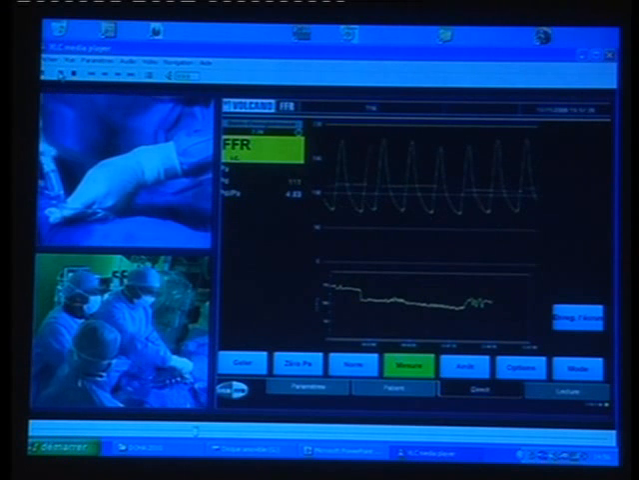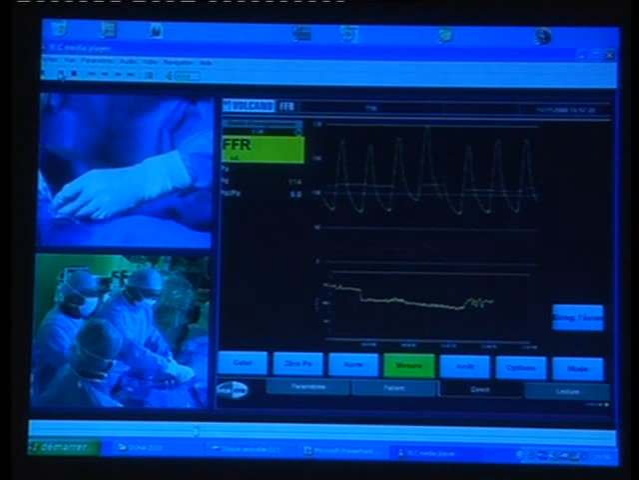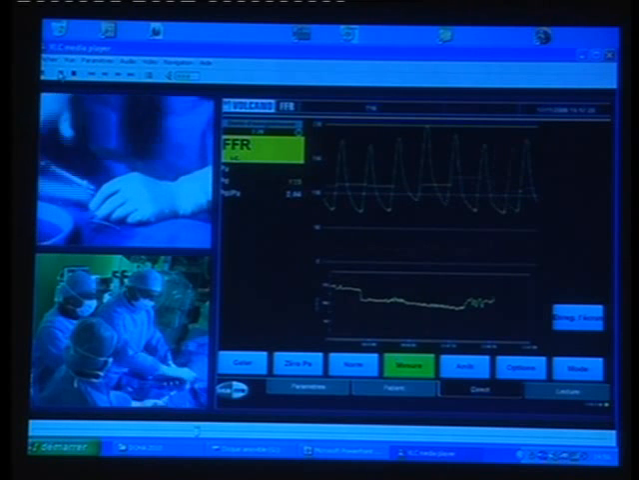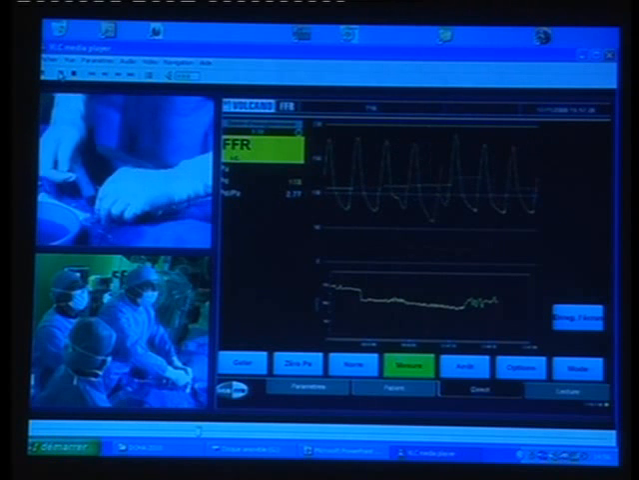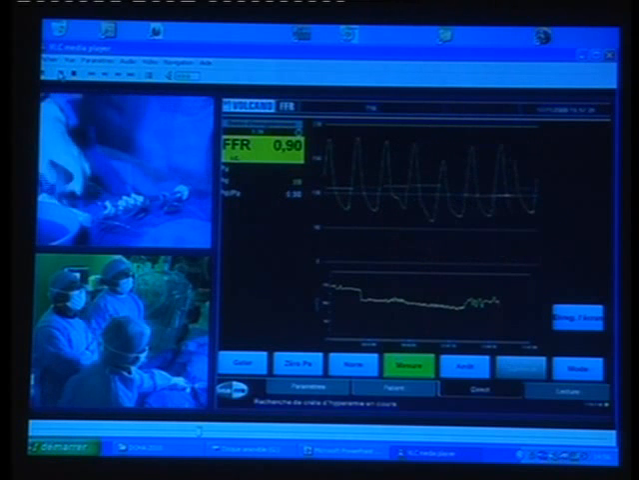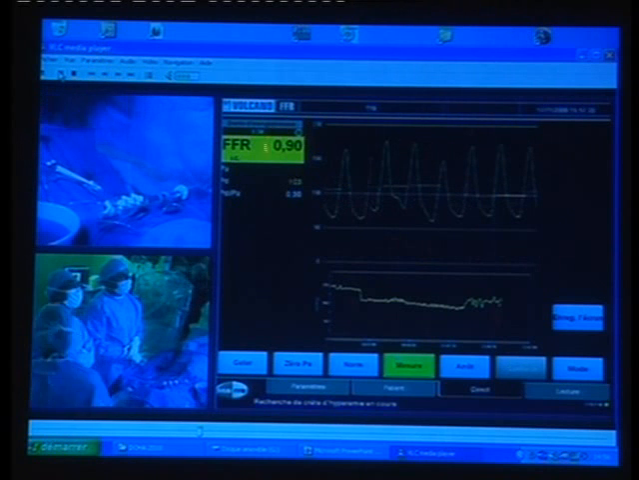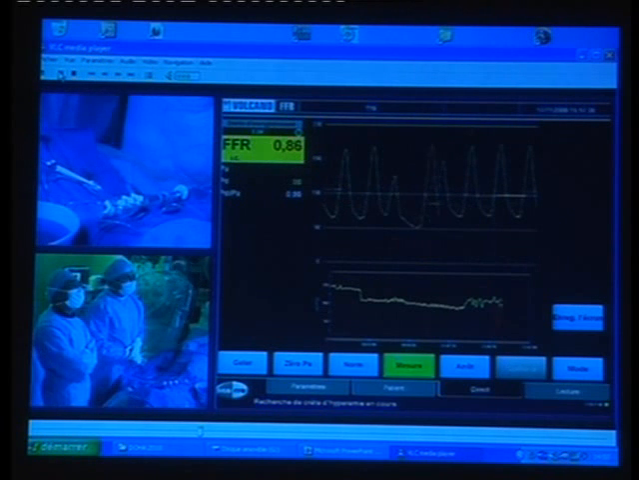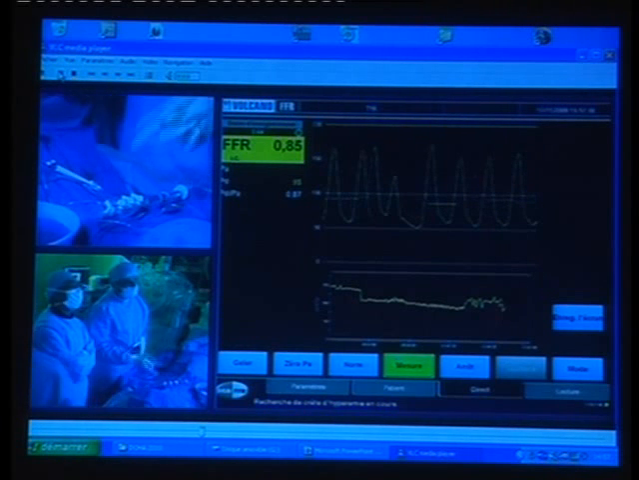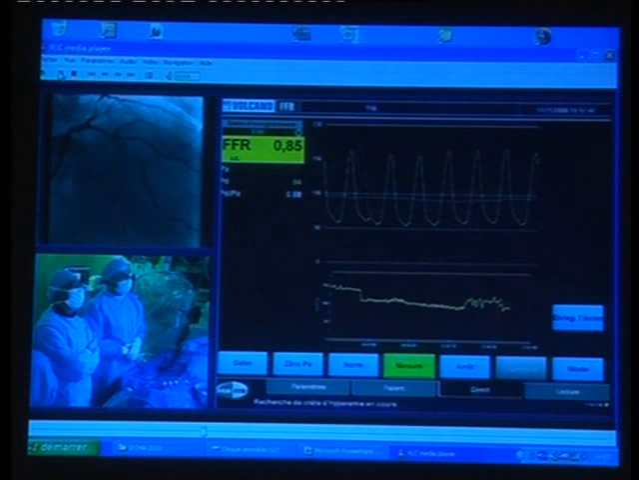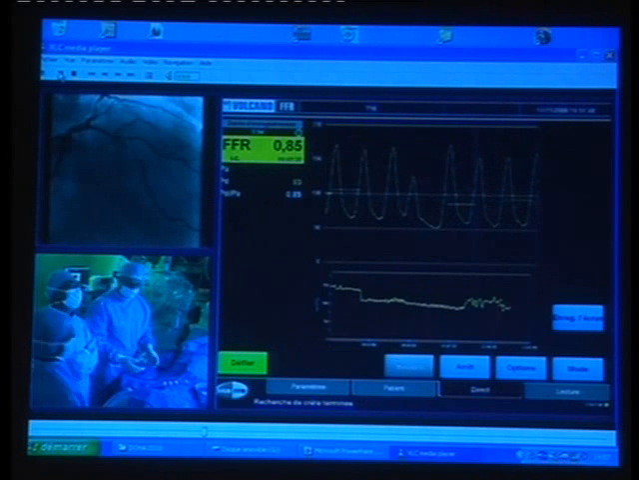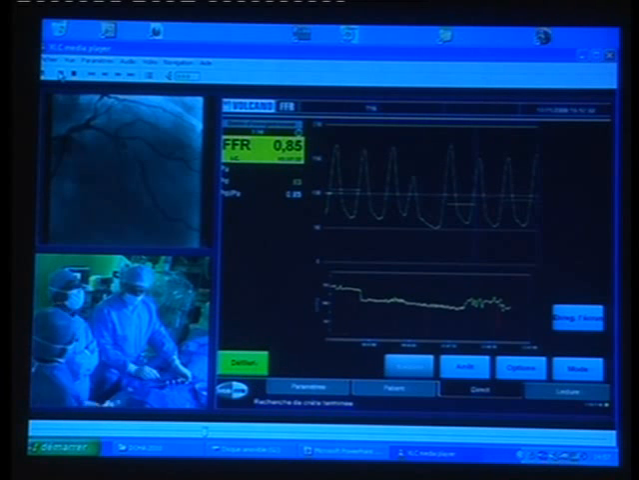So the step now is to inject the adenosine, 150 microgram. I will now flush. So this is the flush. And now we will see the measurement. So it looks like 0.85. So that's obviously negative in terms of the FFR.